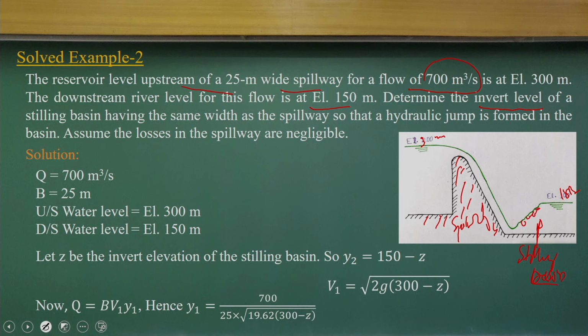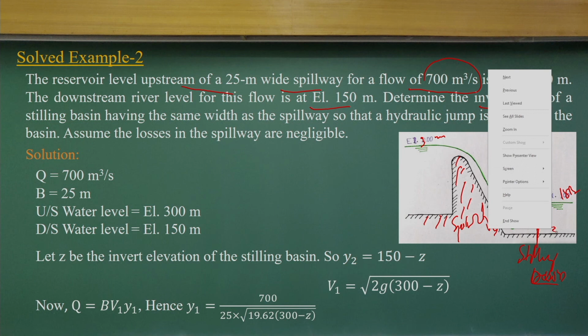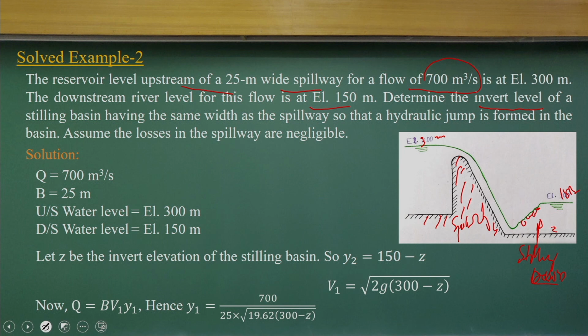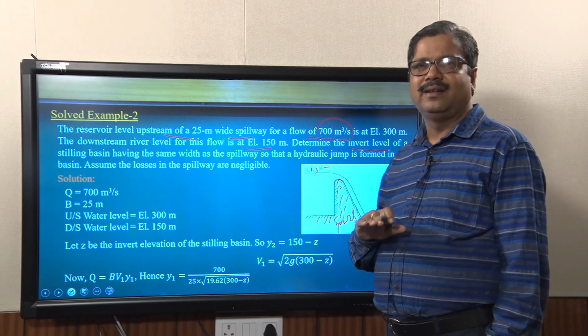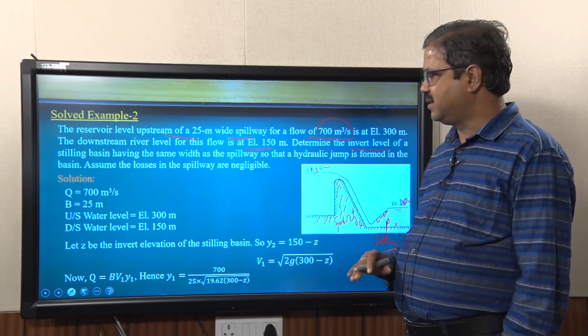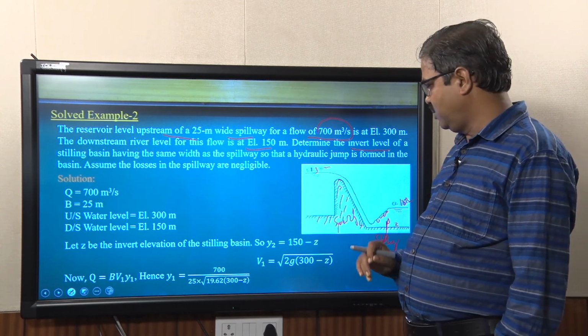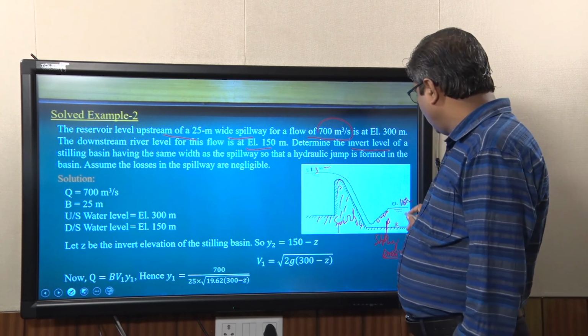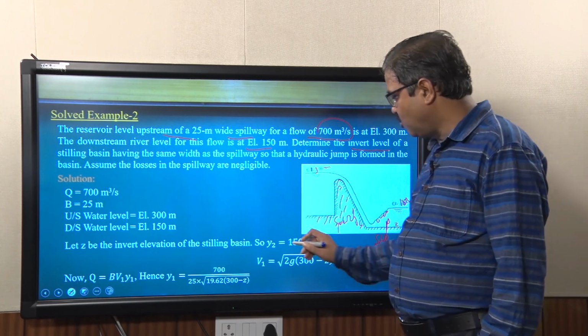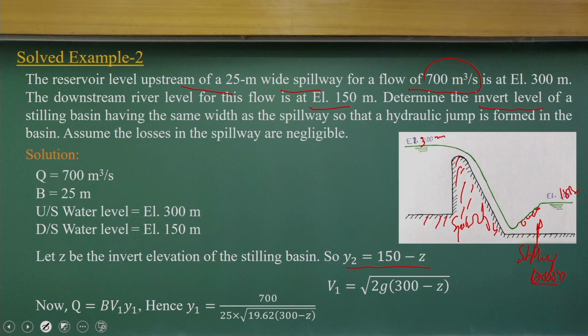If you look at this figure, it is saying that this Z level, the level at this location, is unknown to us. The stilling basin bed level elevation, the invert level Z, is unknown to us. If you have 150 meters minus Z, that is the Y2. So, you can compute the V1 value, because you know the discharge.